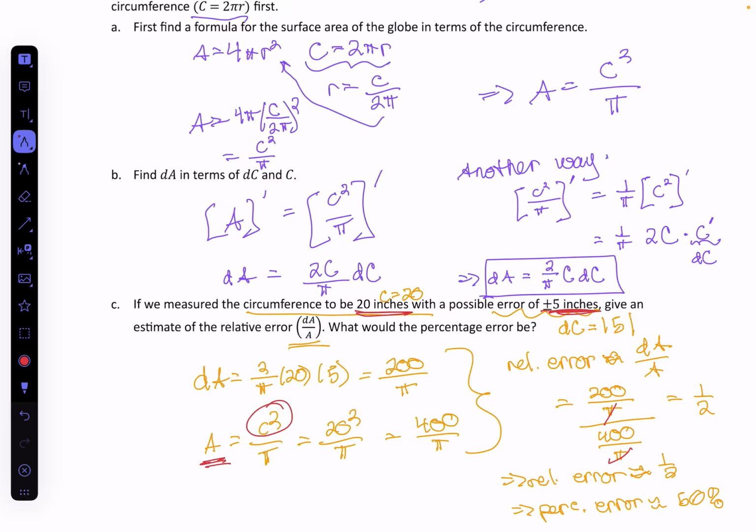So this does wrap up our discussion of both linearizations and differentials in section 2.8.